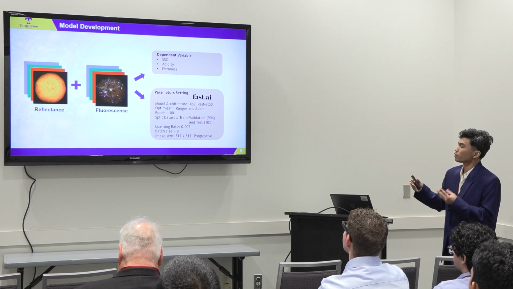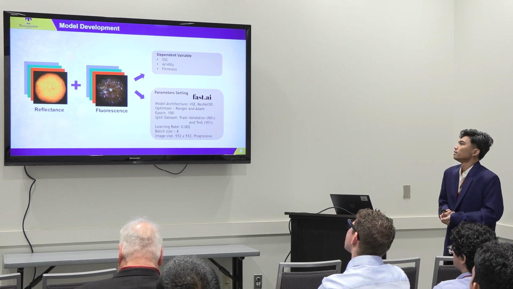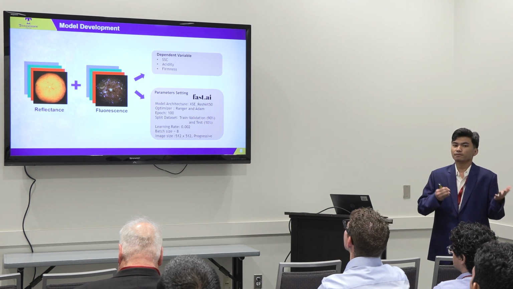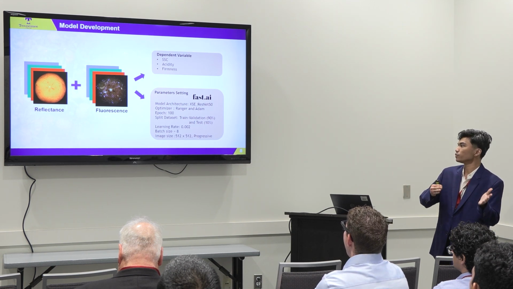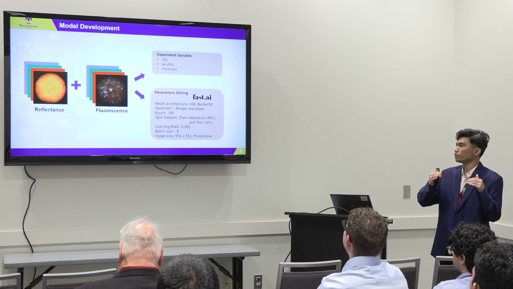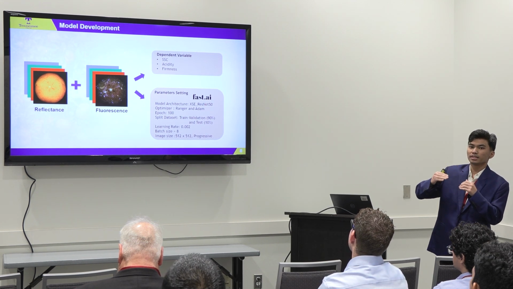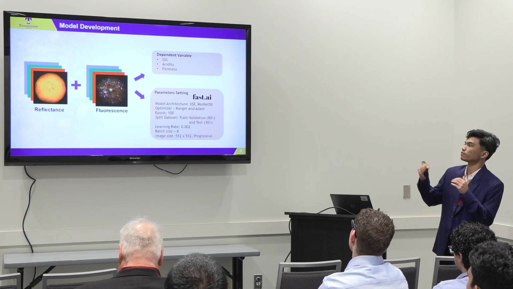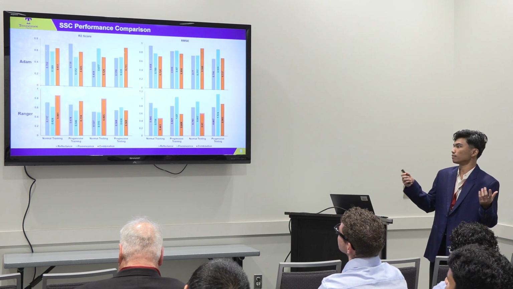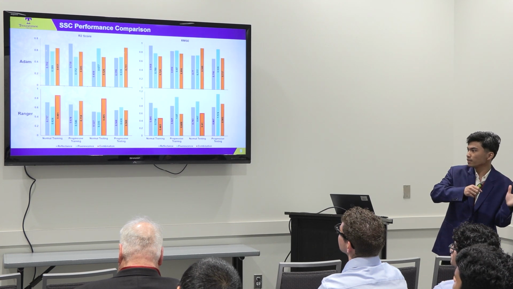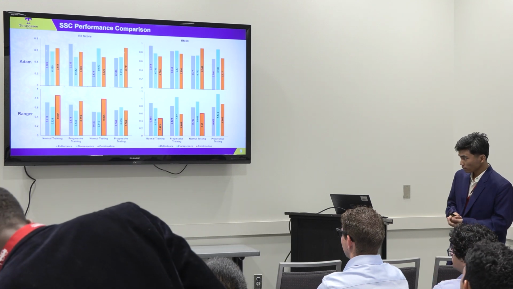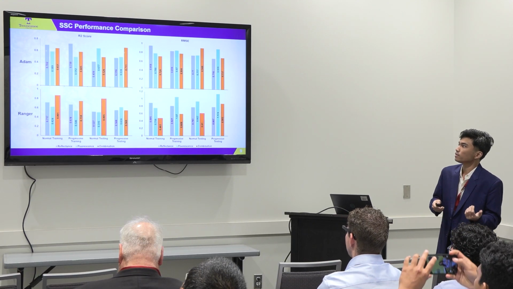For the parameter setting, we use FastAI. Then we compare the optimizer using Ranger and Adam. For the image size, we use 512 by 512, and also we use progressive. So we learn the model from 128, then gradually increase the image size to 512 by 512. And the result here is that the combination of both reflectant and fluorescence has higher predictive performance and also lower error.